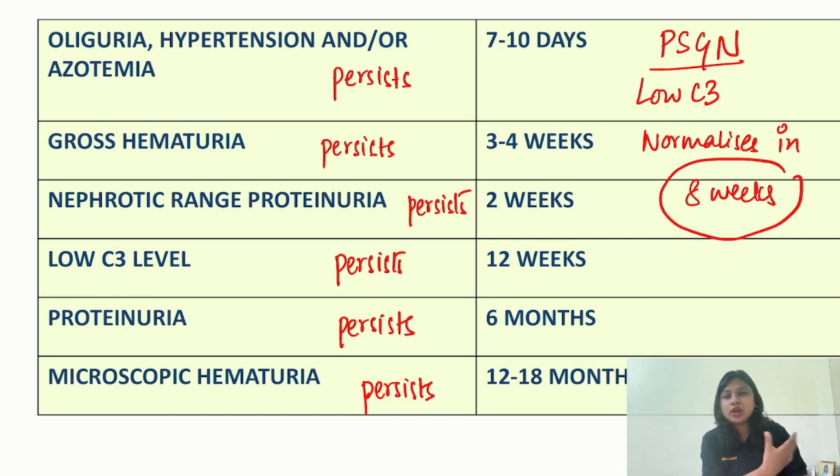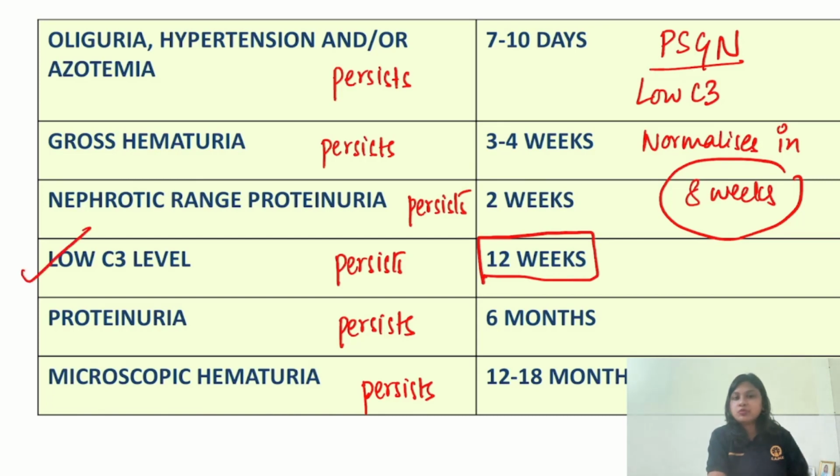A child presents with cola colored urine, oliguria, hypertension, and you document low C3, normal C4 along with elevated anti-DNase B. When are you going to send a repeat C3, or when are you anticipating C3 to normalize? The answer is 8 weeks. But if you are asked when you will plan a renal biopsy in a case of PSGN based on low complement level, the answer is 12 weeks. This is one of the very important questions.